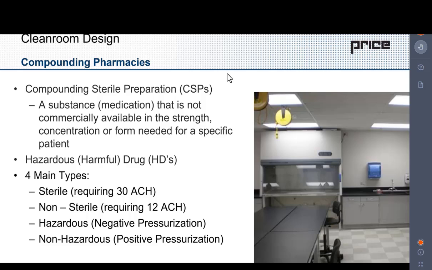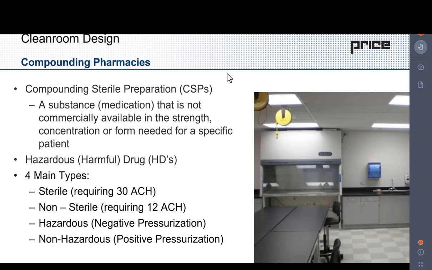So in those hazardous spaces, we're going to have a negative pressure relationship in our critical areas compared to their buffer areas. So this is a more complicated version of a layered clean room design. In our non-hazardous compounding pharmacies, we're going to have a positive pressure relationship between our critical areas and our buffer areas. So again, this is in the negative pressurization zones to prevent exposure to staff, and in the positive non-hazardous areas to prevent contaminants from getting to the medication, which might have negative effects on the end user.